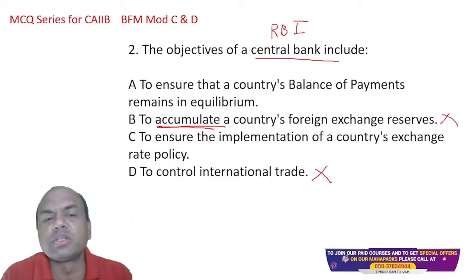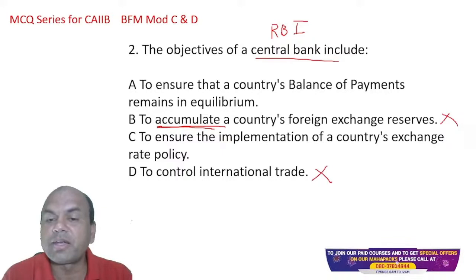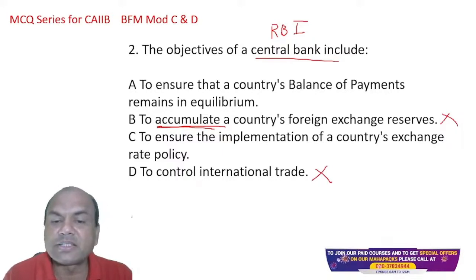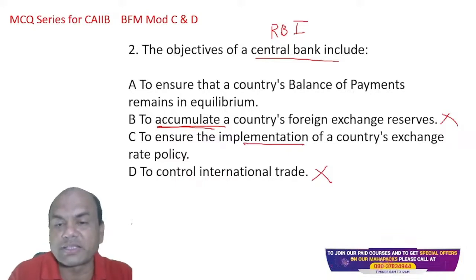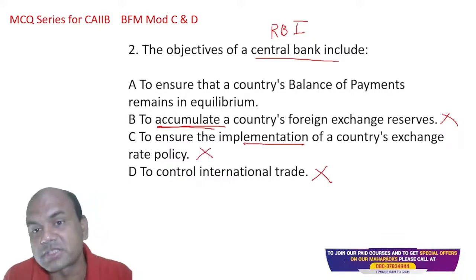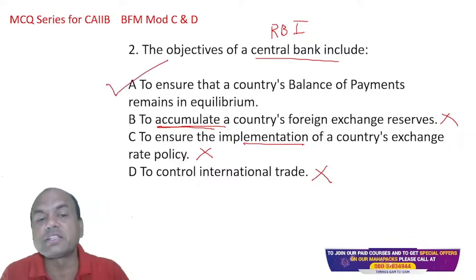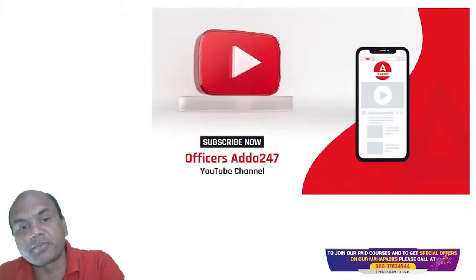Now the question is only between A and C. Ensure country's balance of payments is in equilibrium, or ensure implementation of country's exchange rate policy. See, this implementation depends on individual banks. Whatever policy is there, that is done by individual banks. That is not done by RBI. RBI gives the policies. So the answer is A. To ensure that country's balance of payment remains in equilibrium.